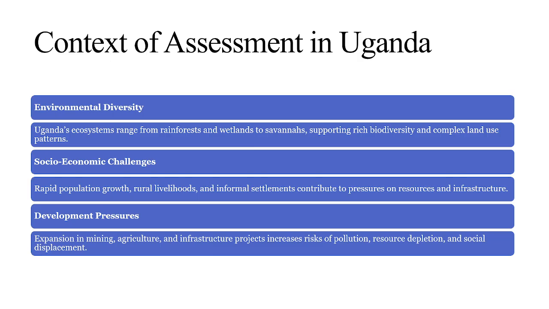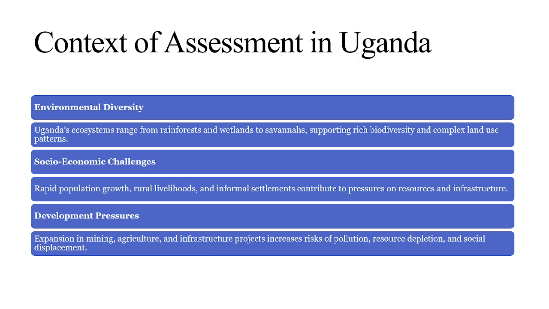1, environmental diversity. Uganda's ecosystems range from rainforests and wetlands to savannas, supporting rich biodiversity and complex land use patterns. We don't want to affect animals, plants, destroy their habitats, also destroy the land tenure systems of the country. So we need to first assess and determine how the project is going to impact those resources.